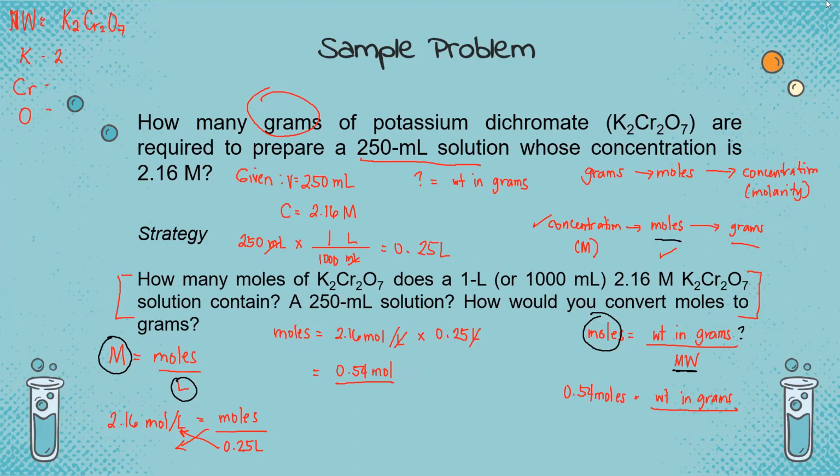Sige, let us continue class. Chromium, we have a subscript of 2 here. So let's write 2. We have 2 atoms of chromium. And for oxygen, we have 7.